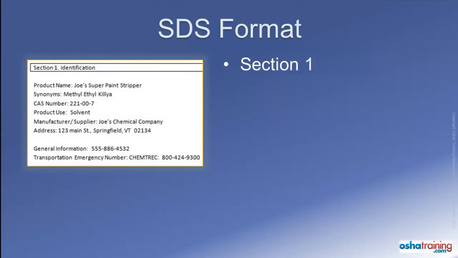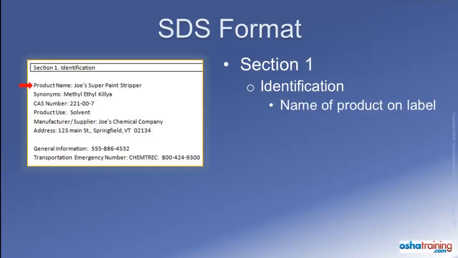Section 1 on safety data sheets is titled Identification. This is where you will find the name of the product as it appears on the container label, and in some cases applicable synonyms or chemical classification codes used for the product.